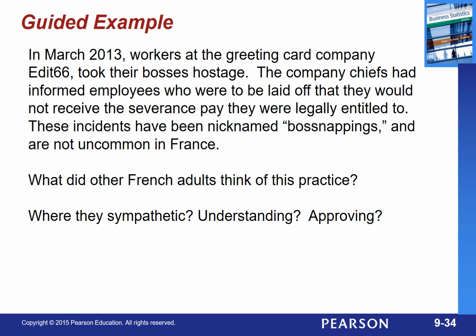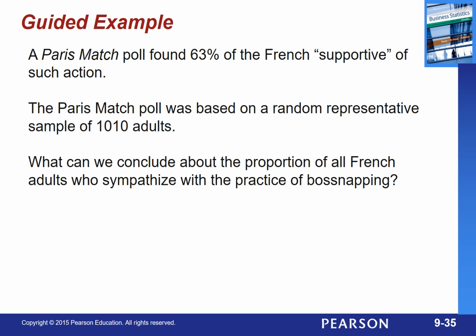Anyway, so what did the other French adults think of this practice? Were they sympathetic? Did they approve? Were they understanding? Let's find out. So Paris Match found that 63% of French were supportive of such an action using a poll. This poll was based on a randomly selected representative sample of 1,010 adults. What can we conclude about the proportion of all French adults who sympathize with the practice of boss napping? Not the boss napping, but kidnapping the boss.